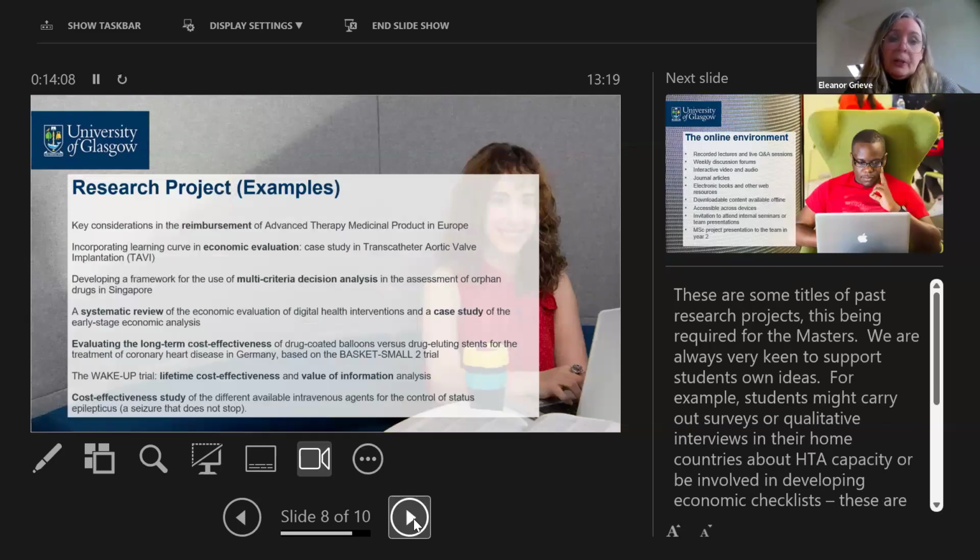So if you were then going on to do the master's, what distinguishes the diploma from the master's is undertaking a research project or a dissertation, and we usually allow around 6 months, can be shorter or longer, to undertake a project.